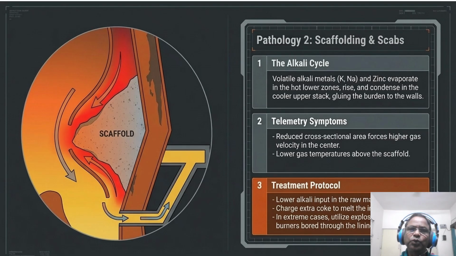as we all know, and the fundamental books already corroborate these findings through a number of operational statistics of worldwide blast furnaces. So this scaffolding forces higher central velocities and requires extra coke charge to melt the incrustations. So these are some ways, and we need not focus much more on that, otherwise this presentation will be even more lengthy.